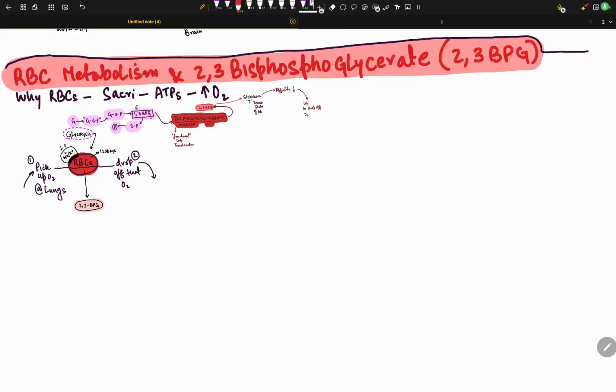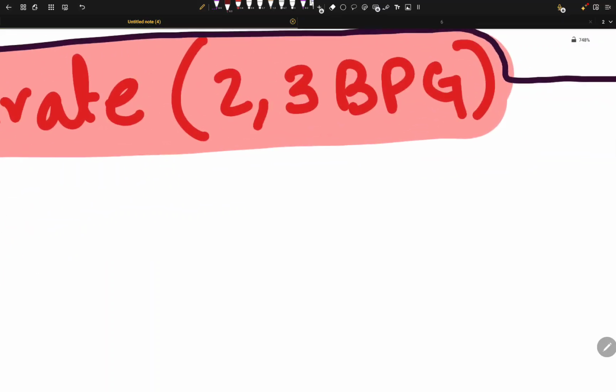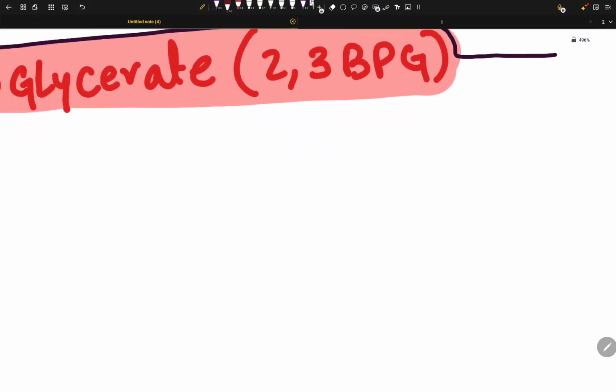A lot of concepts we're going to talk about. In this exact video, we want to talk about the same mechanism, about 2,3 BPG. And I want to introduce a concept called the right shift. So that's the concept, right shift. Now you will see this in a lot of questions, so 2,3 BPG and the oxygen hemoglobin dissociation curve.